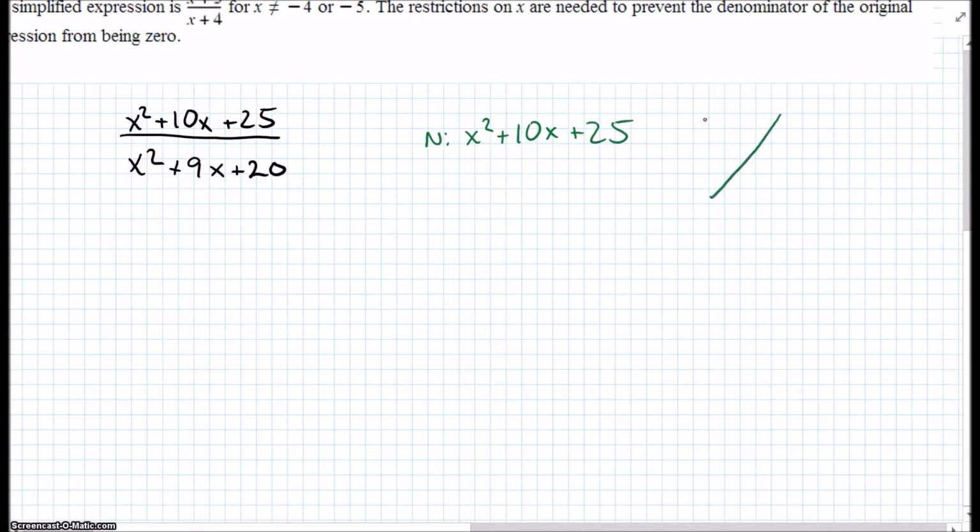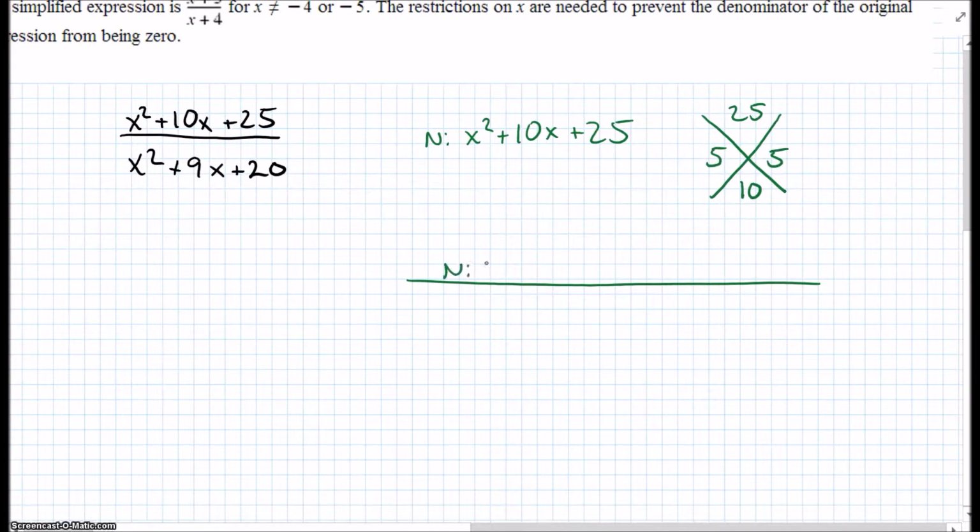We can x-factor this. A times c is 25, my b is 10. Two numbers that give me a product of 25 and a sum of 10. Well, that's 5 and 5. So I know the numerator is going to be x plus 5 times x plus 5. So I'm going to write it over here: x plus 5 times x plus 5.